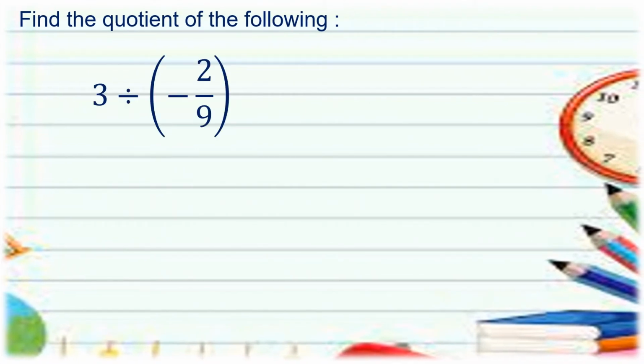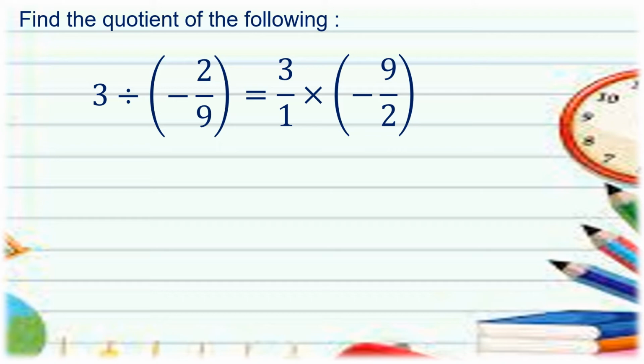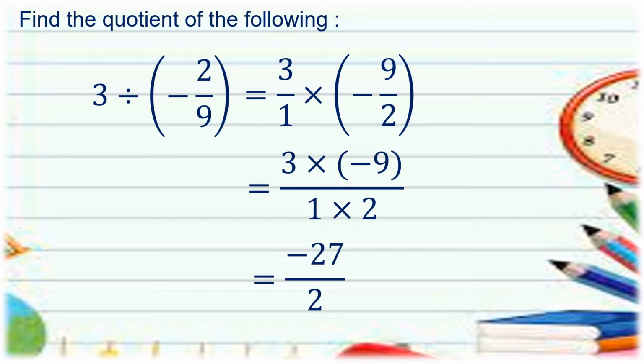So 3 divided by negative 2 over 9. So in here, we all know that any number has a denominator of 1. So 3 over 1 times negative 9 over 2, the reciprocal of your divisor. So in doing this, we are going to multiply 3 times negative 9 over 1 times 2 because there's nothing to cancel in here. So 3 times negative 9 is equal to negative 27, and 1 times 2 is equal to 2. And simplifying further, negative 27 over 2 is equal to negative 13 and 1/2.